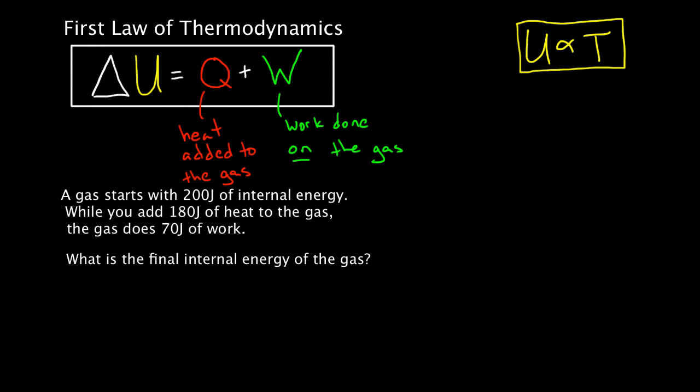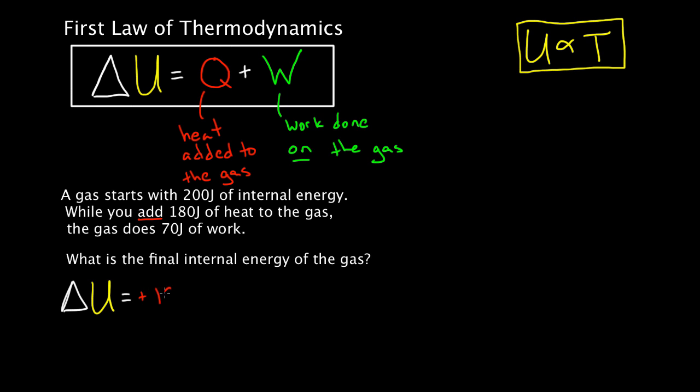Let's try another one. Let's say a gas started with 200 joules of internal energy, and while you add 180 joules of heat to the gas, the gas does 70 joules of work. What is the final internal energy of the gas? All right, so the change in internal energy equals Q. Let's see, the gas starts with 200 joules of internal energy, that's not heat. While you add 180 joules of heat, here we go, 180 joules, should it be positive or negative? It's going to be positive. You're adding heat to that system.